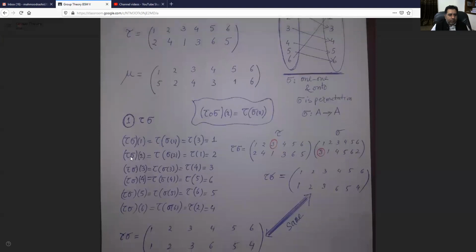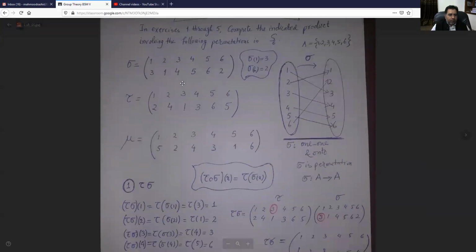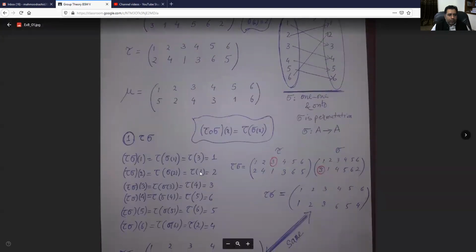Similarly, we apply tau sigma on 2. So tau applied on sigma of 2. Sigma of 2 is 1, so tau will be applied on 1. Tau on 1 gives you 2. And similarly, you could compute all these products.